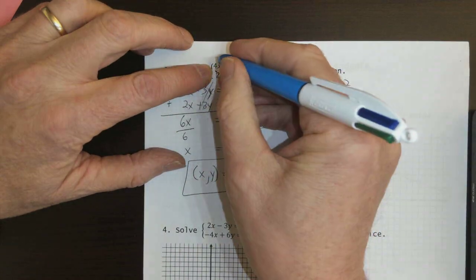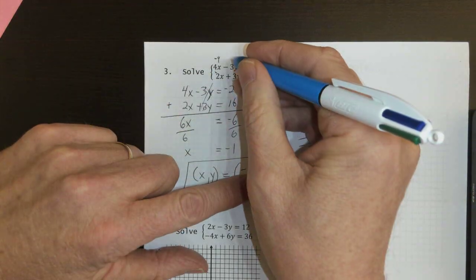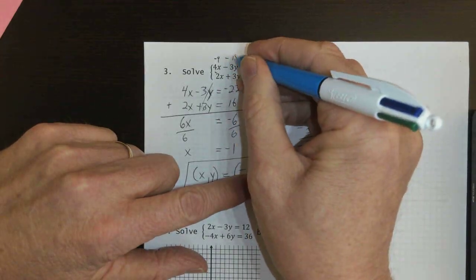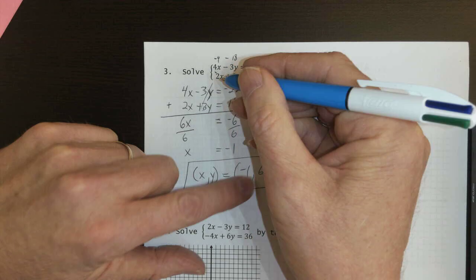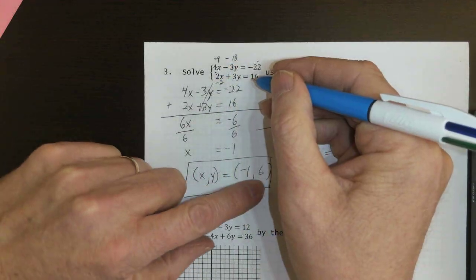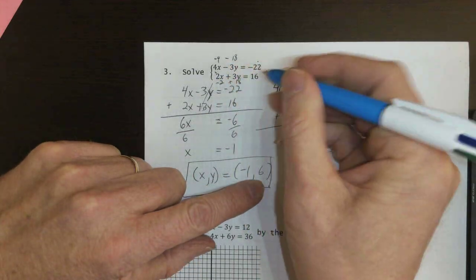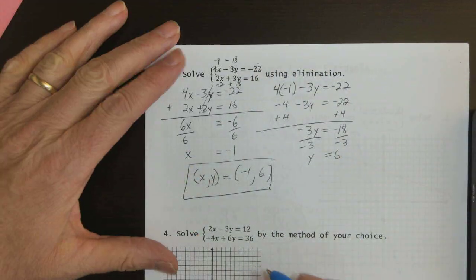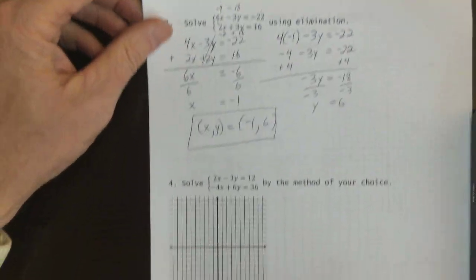And this is negative 4 minus 18. That does equal negative 2. This is negative 2 plus 18. Negative 2 plus 18 is 16. We got the right answer there.